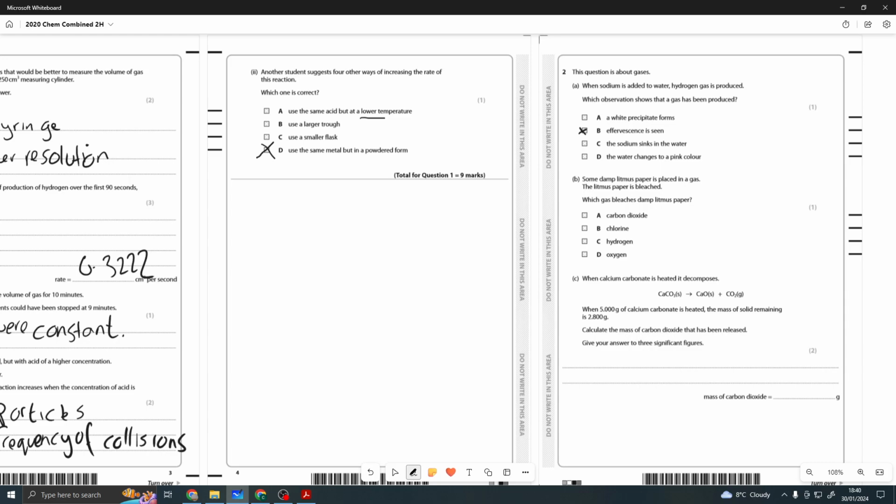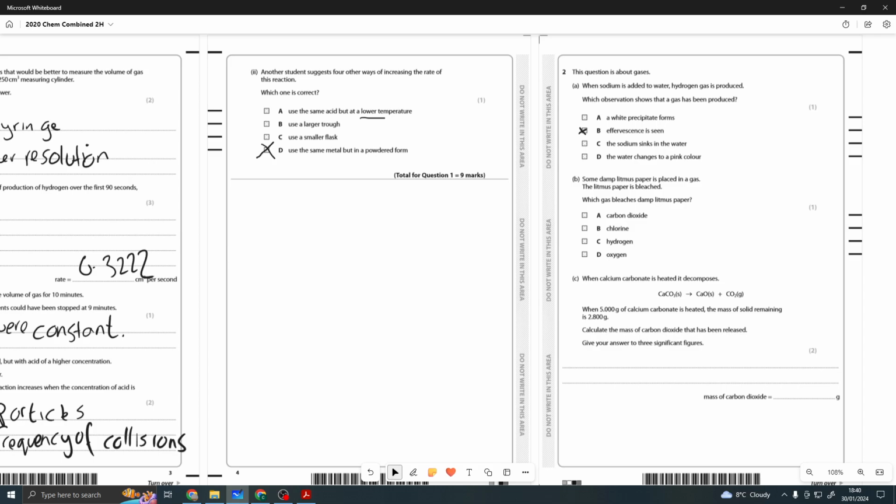Some damp litmus paper is placed in the gas. It's bleached. Which gas bleaches damp litmus paper? Now you need to know these 4 gas tests. Okay, you do. Now, carbon dioxide, obviously, to test for that, lime water turns milky, cloudy. Chlorine bleaches damp litmus paper. If you want to be technical, it's damp blue litmus paper.